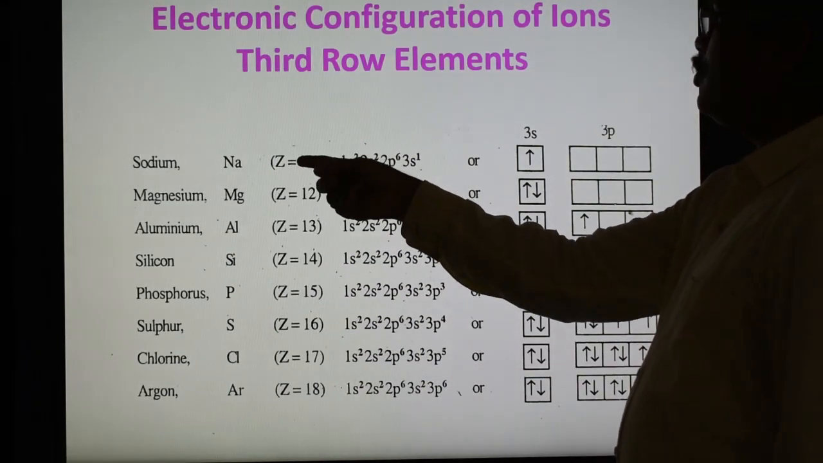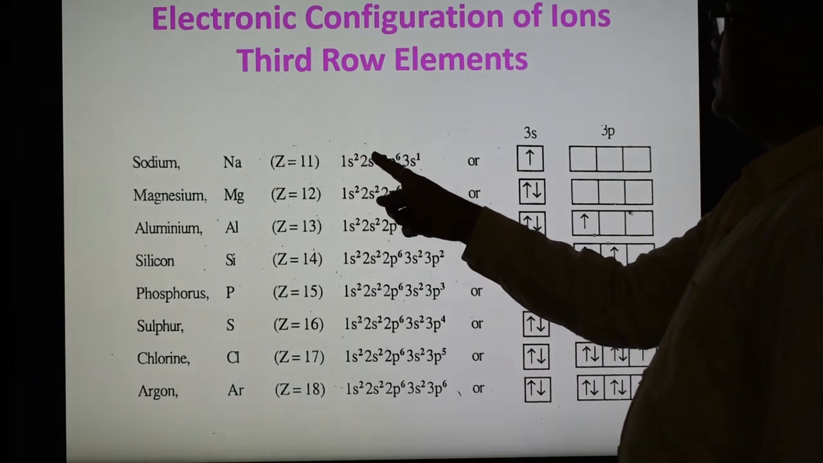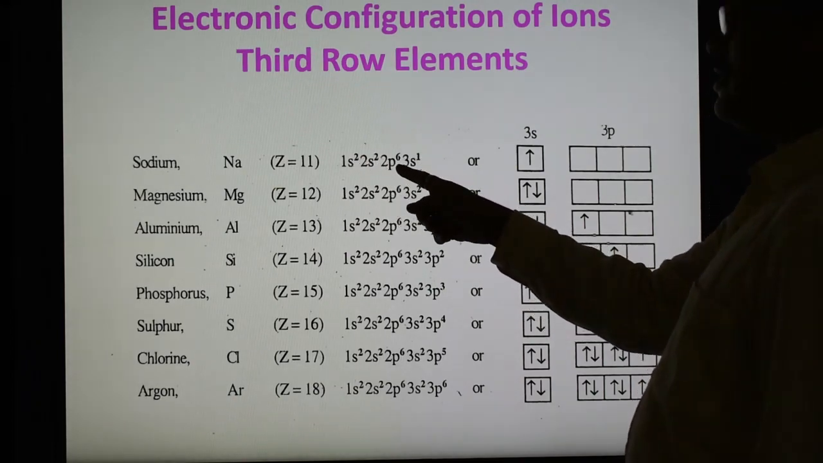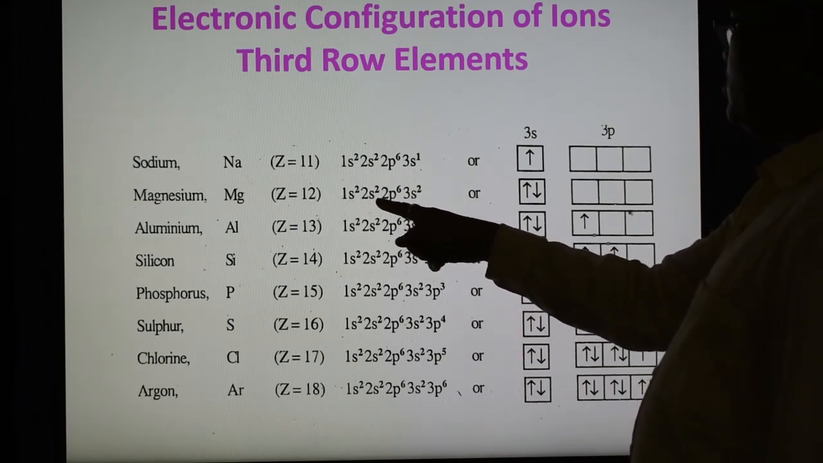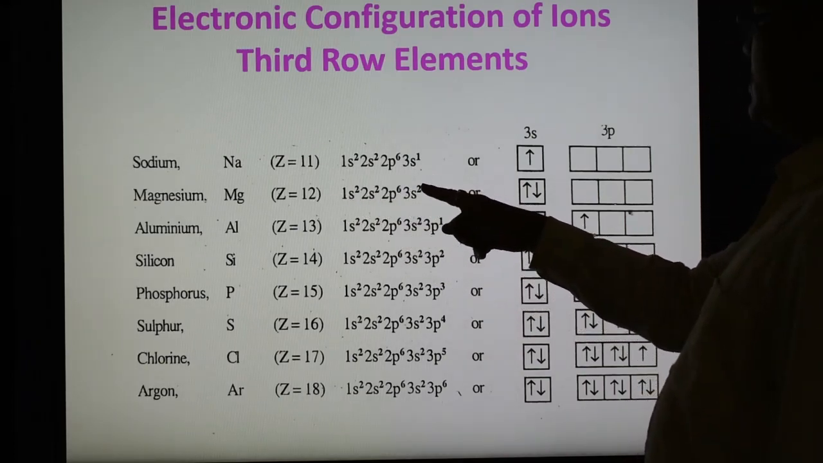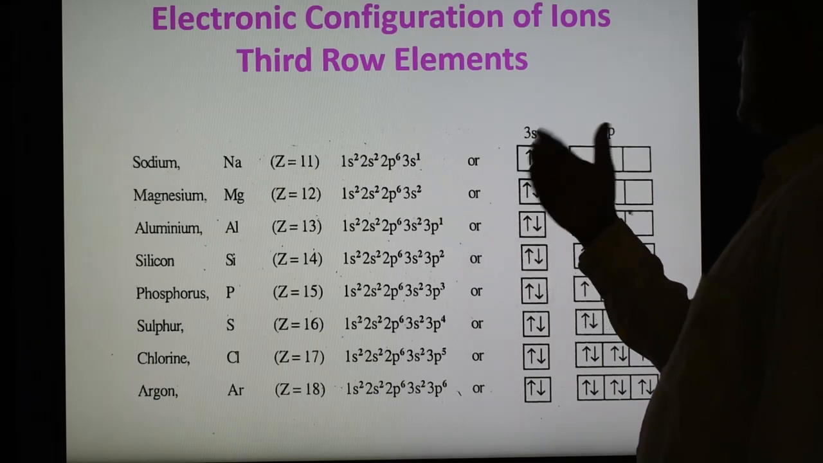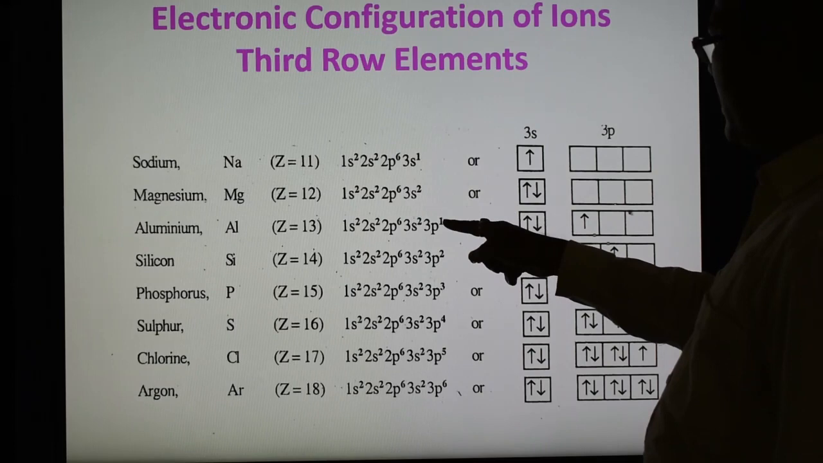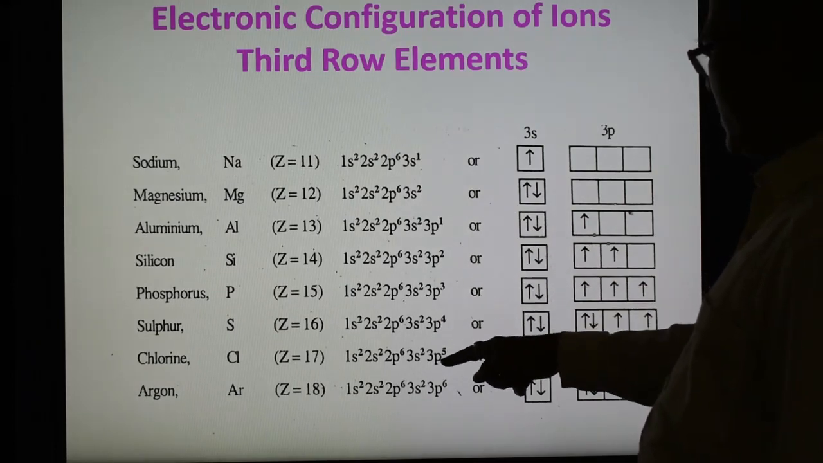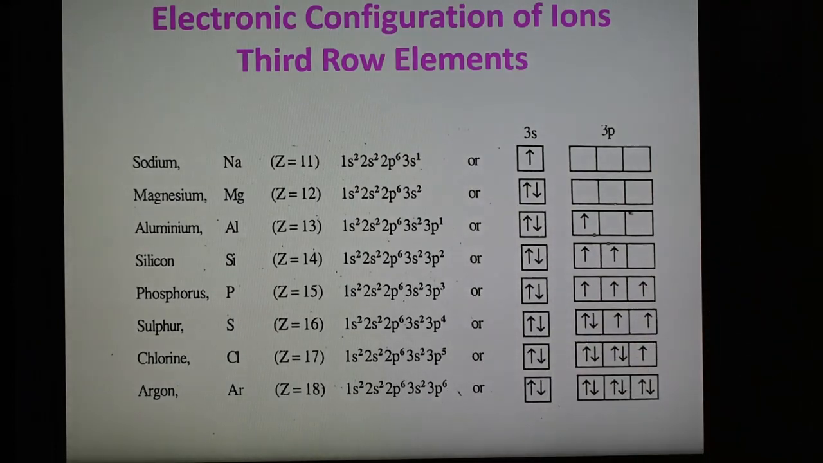And now in case of sodium, the configuration is 1s2, 2s2, 2p6, because p contains 6 electrons, 3s1. And in case of magnesium, the same 1s2, 2s2, 2p6, 3s2. This is completely filled. Now after this the electron will go to the 3p orbital. So again similarly 3p1, 3p2, 3p3, 3p4, 3p5, 3p6. So in this way we can write the electronic configuration.